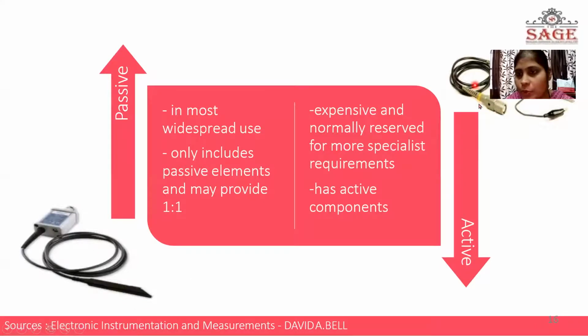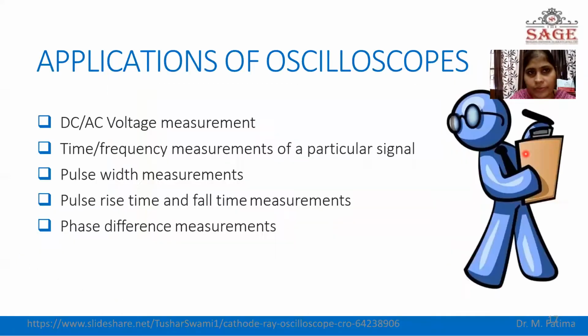With the help of these probes, the signal is given to the CRO from a function generator or from some circuit. Now these are the applications of the oscilloscope. The oscilloscope is used for the measurement of DC or AC voltage, or amplitude measurement. For the measurement of time period and indirect measurement of the frequency can be done with the help of the oscilloscope. The pulse width can also be measured with this. Pulse rise time and fall time can also be measured. The phase difference between two signals can be measured if they are given to the CRO simultaneously.